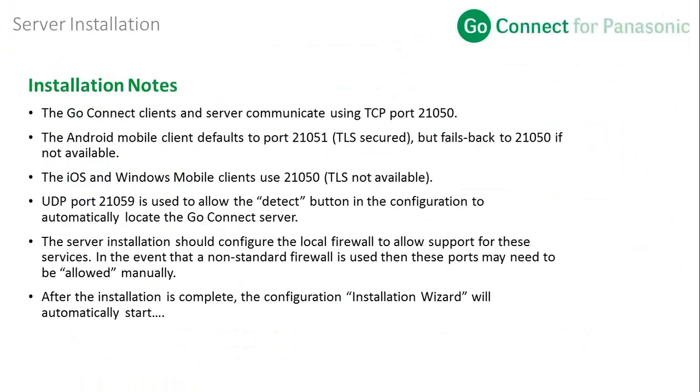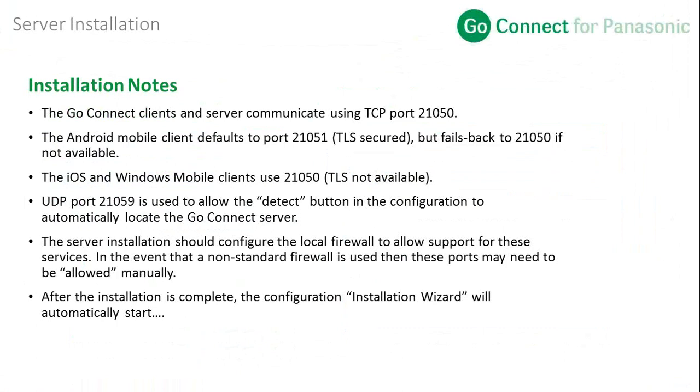So, installation notes, a few key points to go through here. Not too many of them, just a few bits to keep in mind when doing installation. The main port to use for connectivity between the GoConnect clients and the server is TCP port 21050. The Android mobile client will try to use TLS secured port 21051, and if that's not available, it will default back to 21050. This doesn't work for the iOS and Windows mobile clients, they just use the standard 21050 port for connectivity.